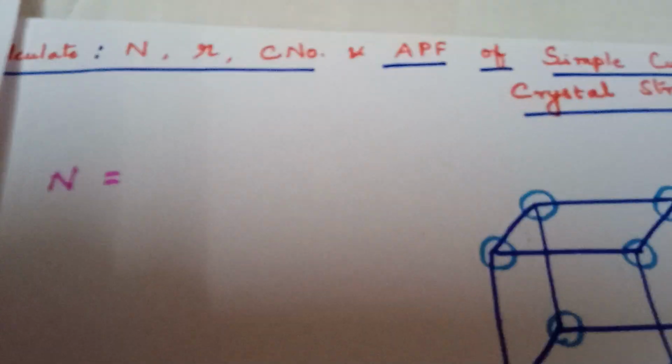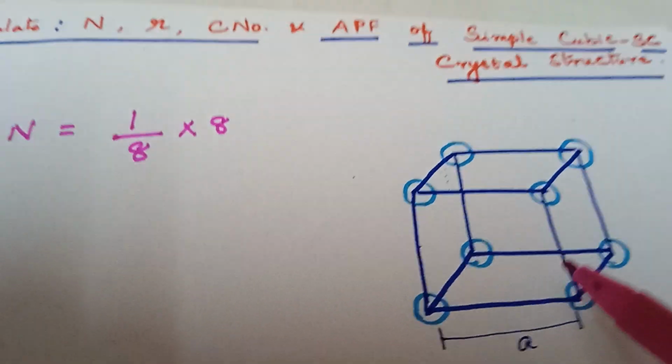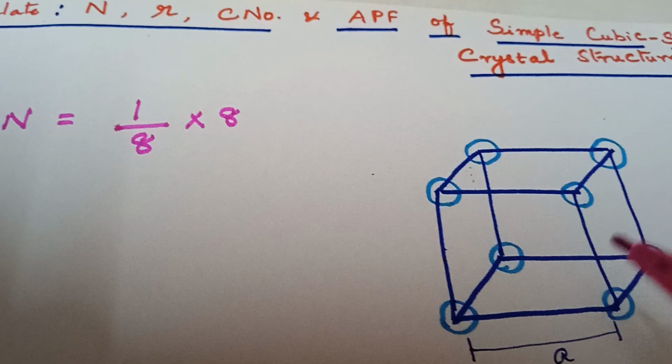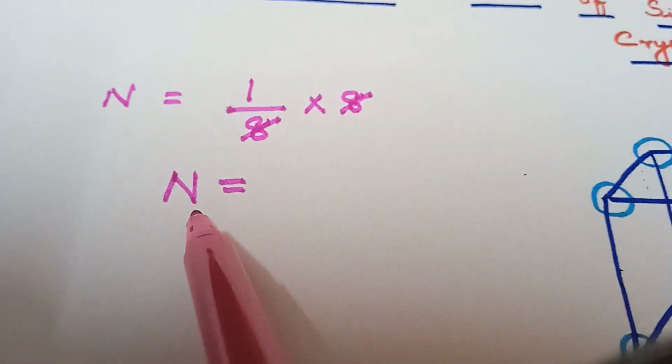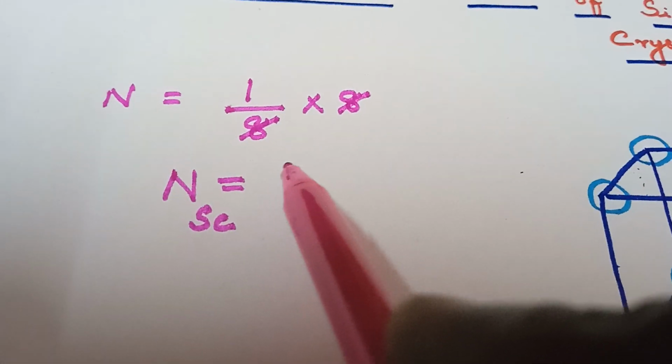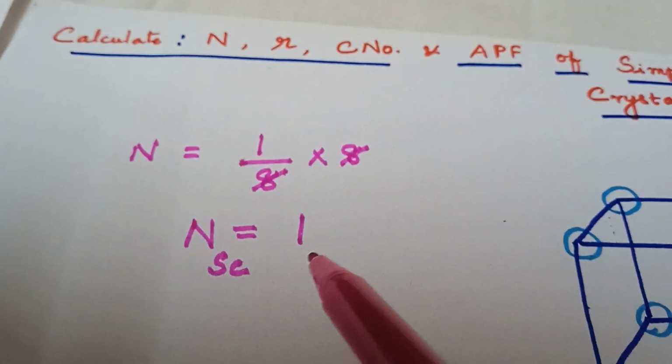Therefore, the number of atoms per unit cell can be calculated as follows. One corner atom is shared by 8 adjacent unit cells. There are 8 corner atoms totally in one simple cubic unit cell. Therefore, after sharing, the value of N, effective number or number of atoms per unit cell for SC, simple cubic crystal structure, is 1. So effective number of SC is 1.